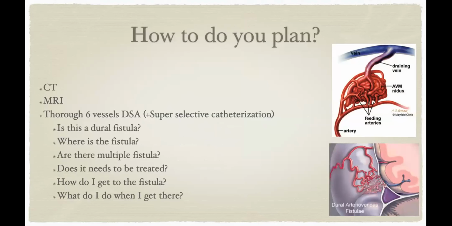Now, how do you plan? We have already talked about CT and MRI, but from a surgeon's perspective, whenever we are given a three-vessel DSA together with a super-selective catheterization, we first have to see whether this is a dural fistula or not. The basic problem is to differentiate it from an AVM. As the diagram shows, an AVM should have a parenchymal nidus, as compared to these meningeal-based dural AV fistulas, which do not have a nidus inside the parenchyma.